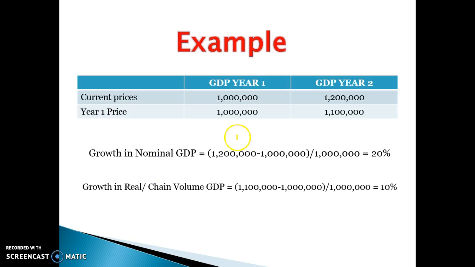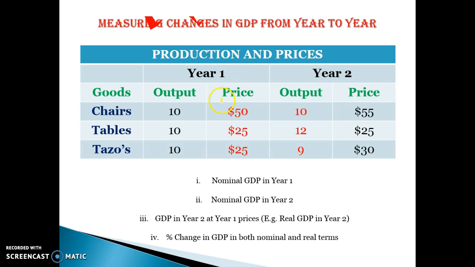So whenever we're working out growth, basically what you do is you do GDP in the second year minus the first year divided by the first year. Okay, so that's basically the formula that we're going to use. So here's an example that we did in class. To work out nominal GDP in year 1, it's just that times that, plus that times that, plus that times that, which would give you 1,000. To work out GDP in year 2, it's just 10 times 55, plus 12 times 25, plus 9 times 30. So that's how you work out GDP in year 1 and nominal GDP in year 2.